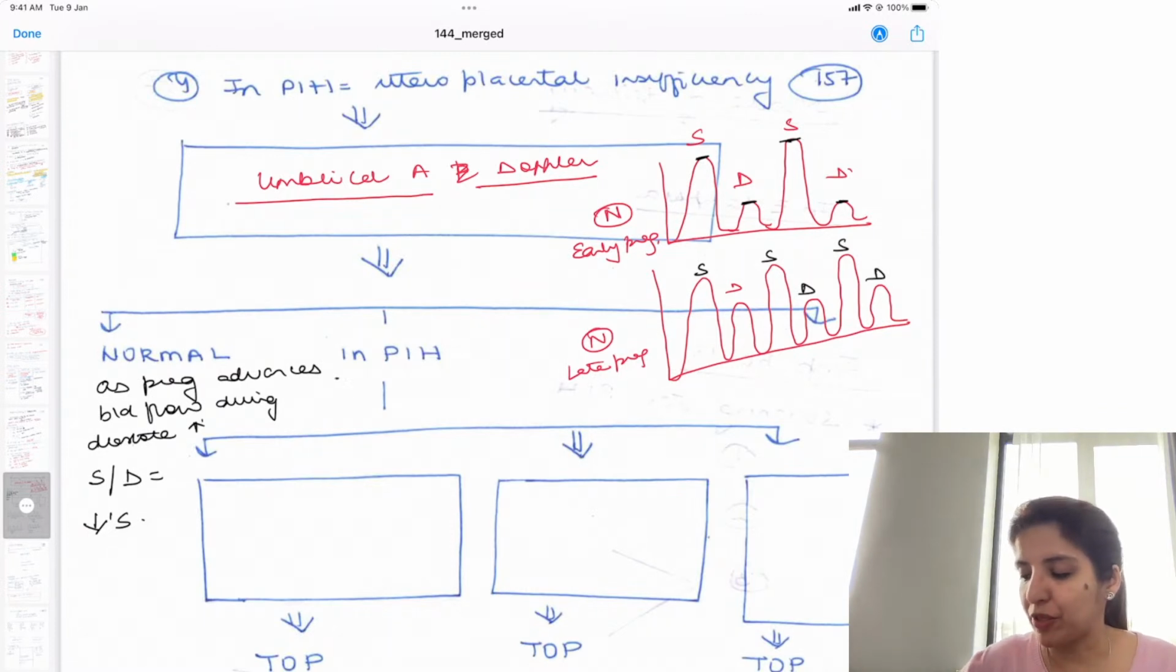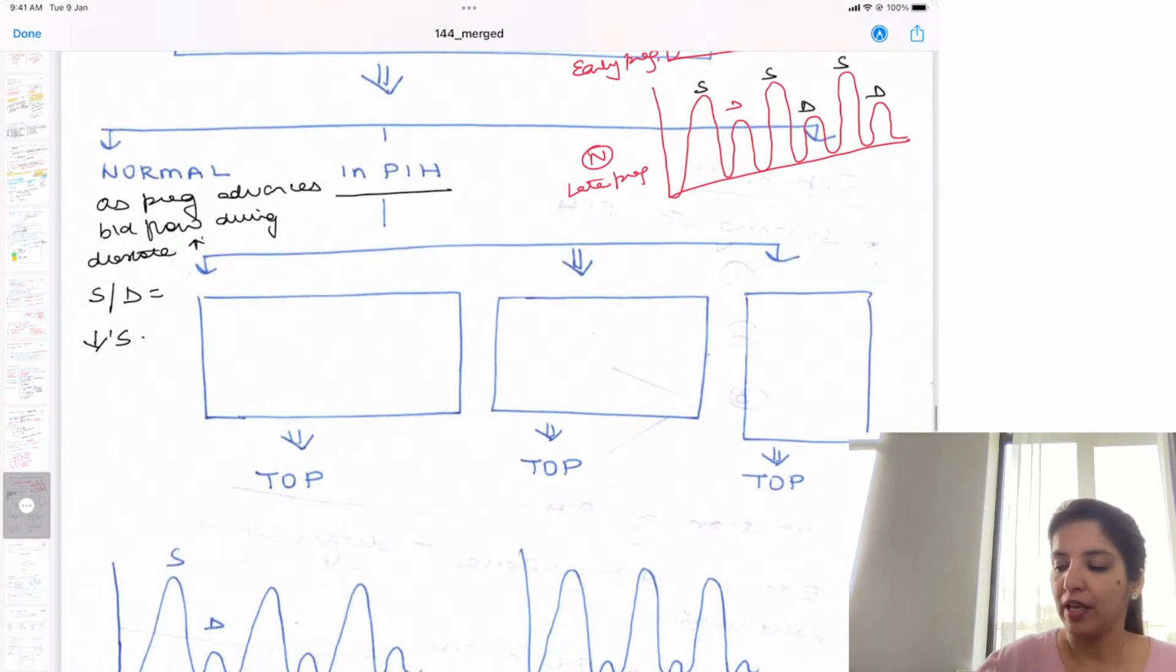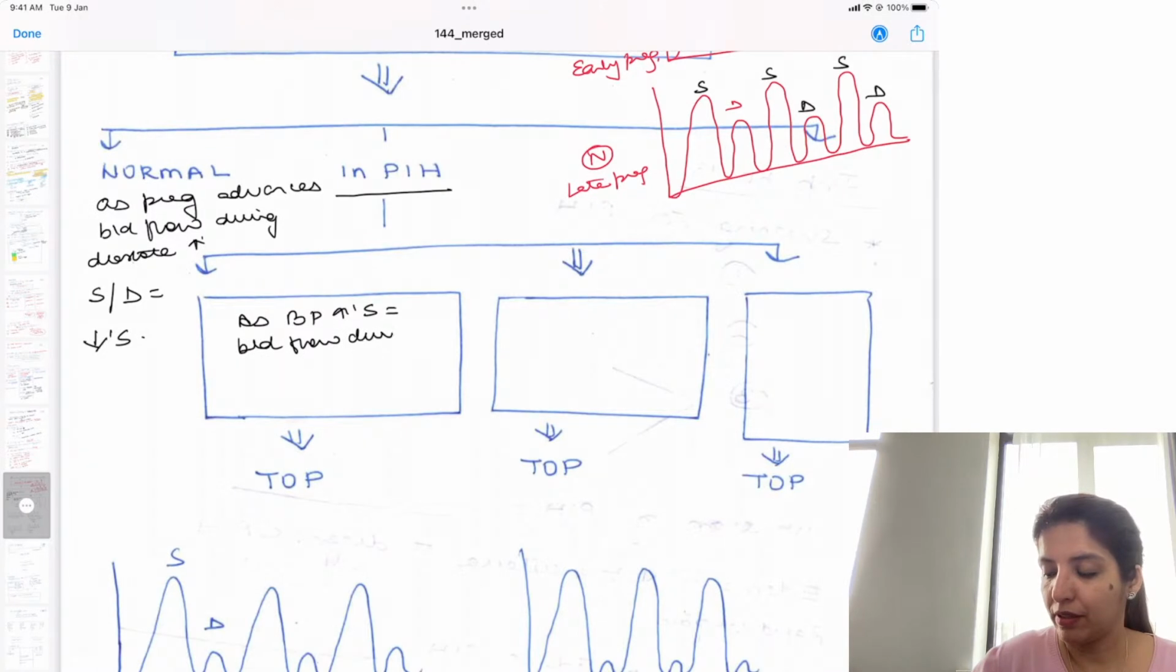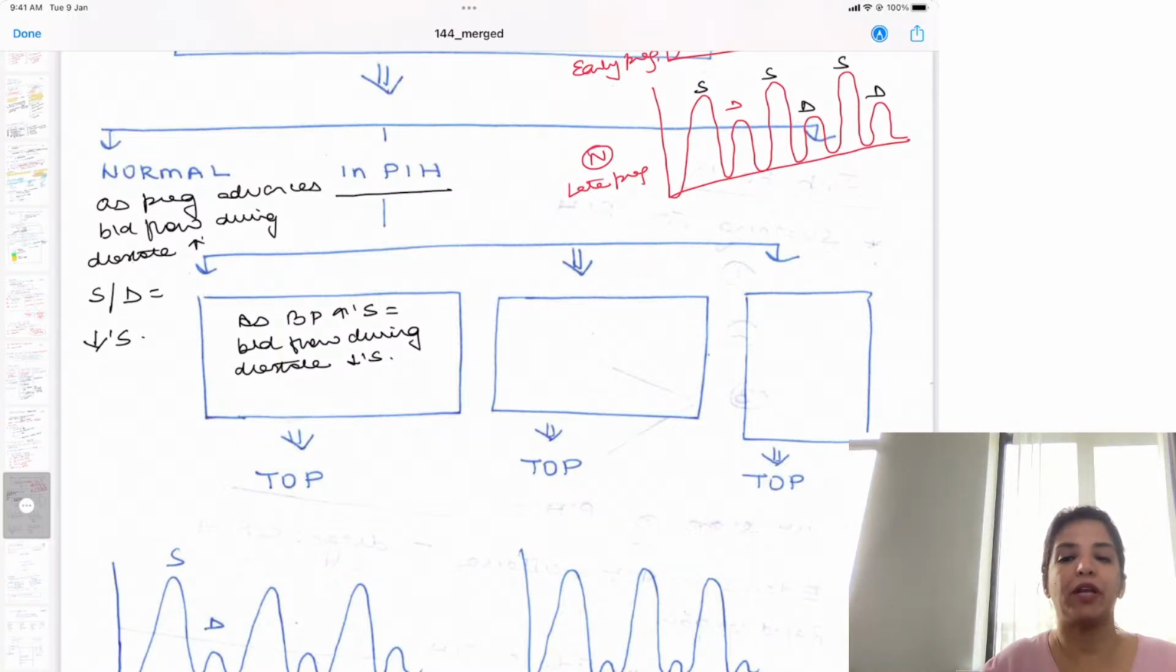Now what will happen in PIH patients? In patients of PIH, as BP increases, blood flow during diastole decreases. Pressure and volume are inversely related, right?